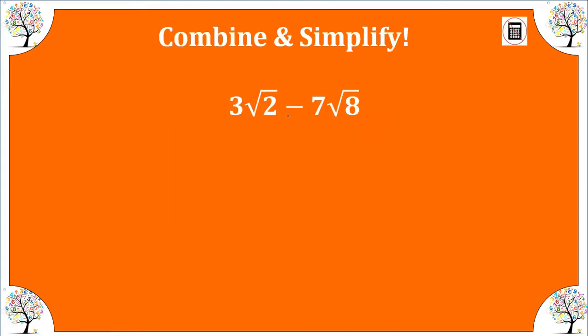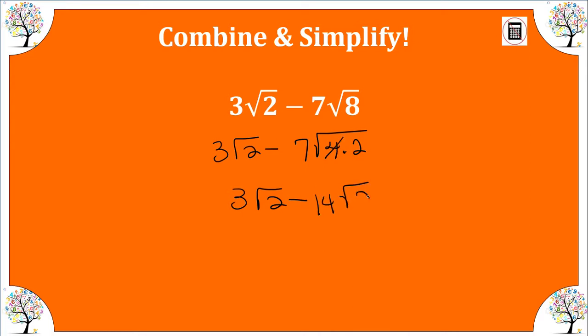Let's combine and then simplify. So we have 3 radical 2 minus, we can break down 8 into the 4 times 2. 3 radical 2 minus, the square root of 4 is 2. 2 times 7 is 14. Radical 2, again, just like fractions, when you add and subtract, you do not add or subtract the radicands, you just bring it over. So the coefficient is 3 minus 14, that's negative 11, radical 2.